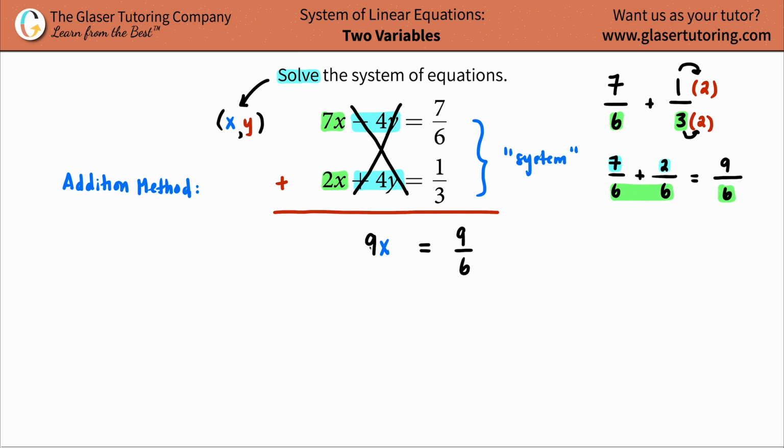Well, we want to get x by itself. So just use your PEMDAS, right? So what would I have to do to get x by itself? It's being multiplied by 9, so you got it. Let's divide by 9, right? So 9 over 6 divided by 9.